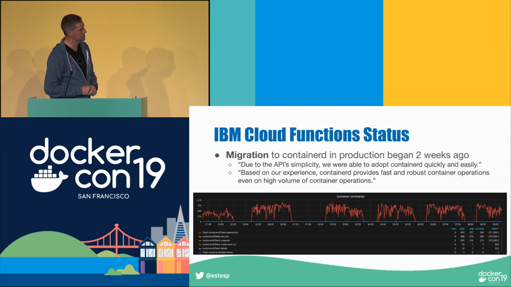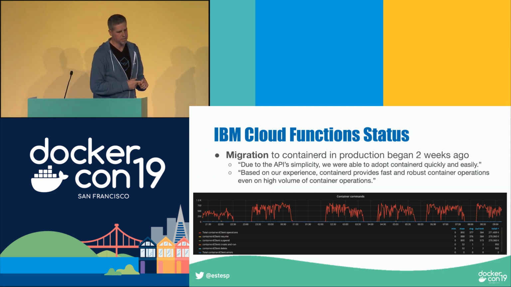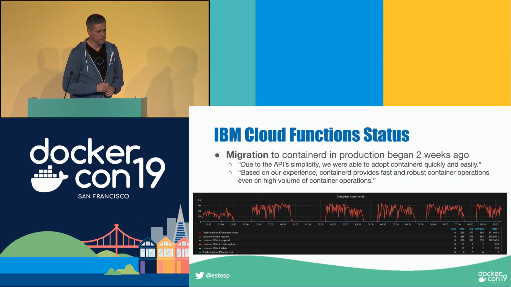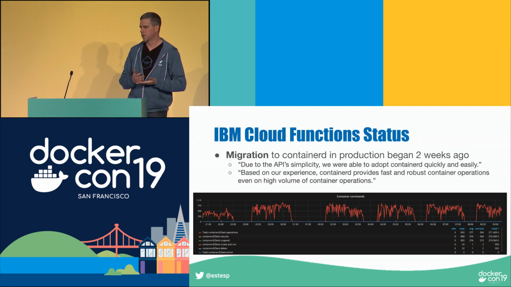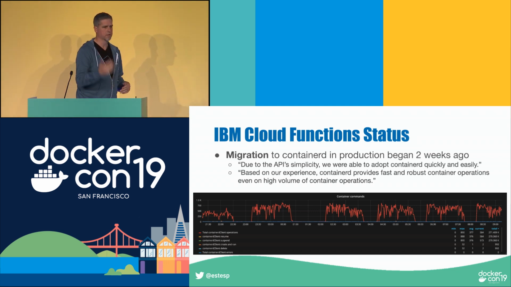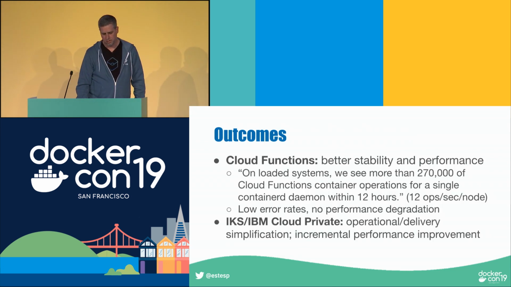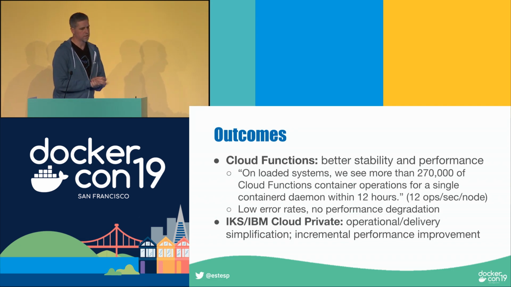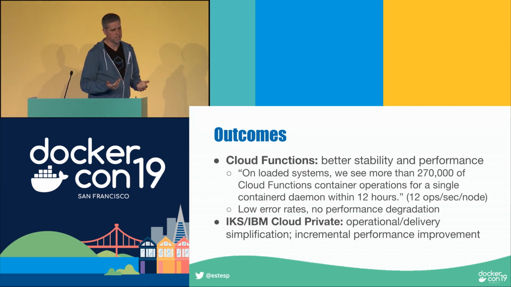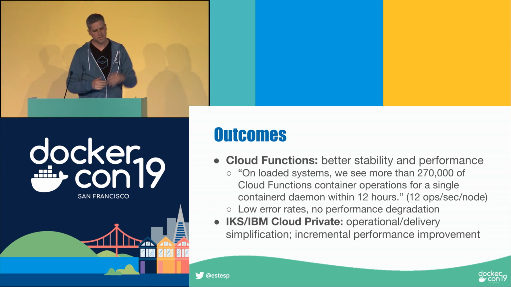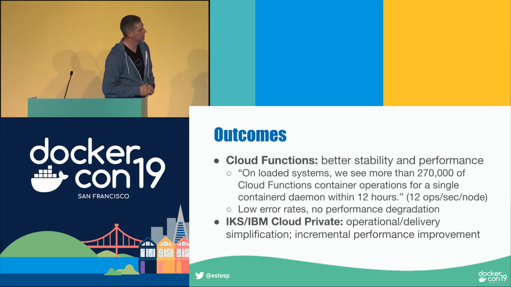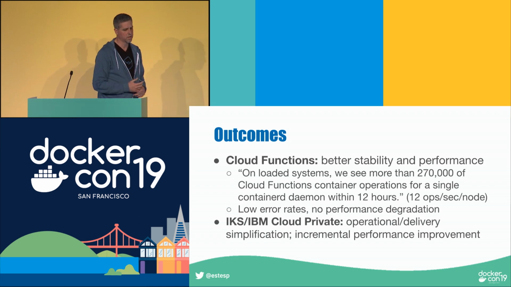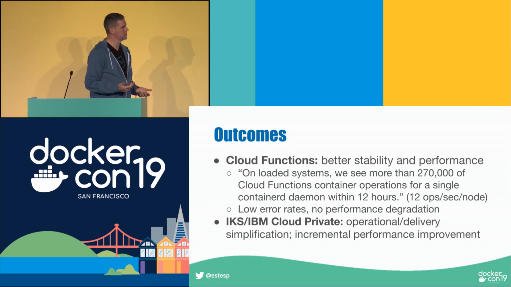And again, a couple quotes from the team. Simplicity of the API, they're able to adopt Containerd quickly and easily. Again, in a functions environment, performance is critically important to them. And so having container operations be reliable and highly performant is very important to them. So again, outcomes for us, better stability and performance on the cloud functions side. A few stats that they gave me just in the last week as they're running in production: many operations per second per node with very low error rates and no performance degradation, so they're very happy running on Containerd.